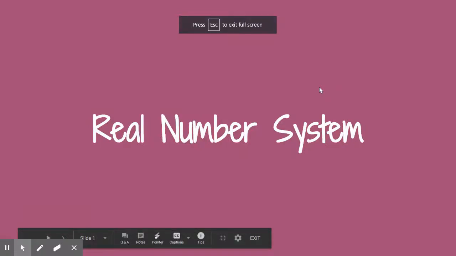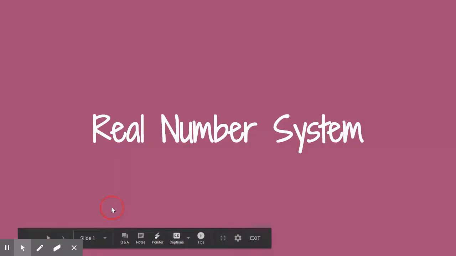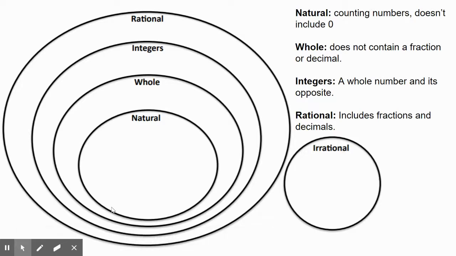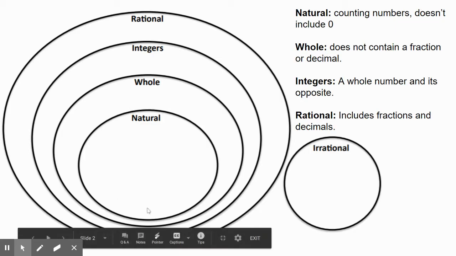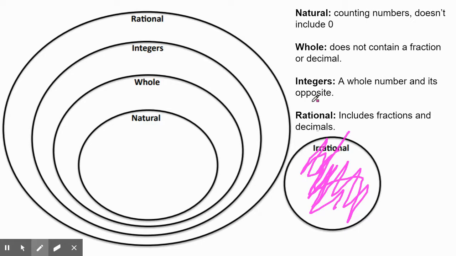Hello, everyone. So today our notes are going to be over what is called the real number system. So basically what we are doing is we are classifying numbers. On your notes right now, I would like for you to draw this circle. However, you do not have to draw the irrational circle. We do not do that in 6th grade. So let's talk about how this works.